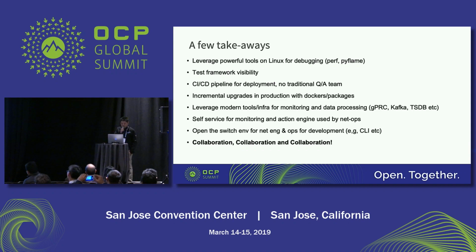And the other thing we did is the test framework just mentioned, the test framework visibility. And we think the CI/CD pipeline for deployment is the way to go. I don't think we need a traditional QA team for that. And we build all the incremental upgrades in production. For monitoring, I think we do want to leverage all the modern infrastructure and tools. Luckily, in LinkedIn, we have all that infrastructure. They use that infrastructure for managing the servers and the applications. So we just leverage those, like Kafka, for example. We also have an internal time series database.